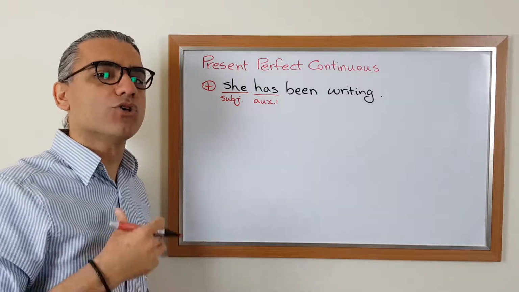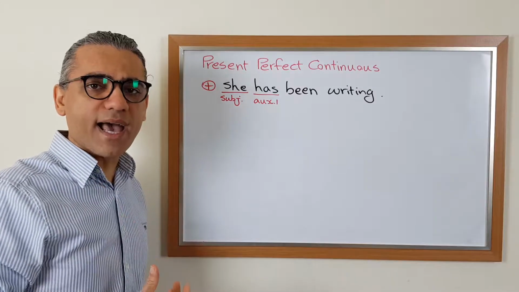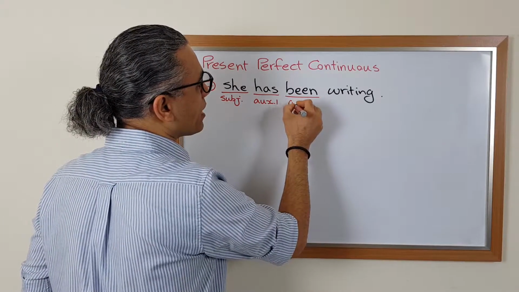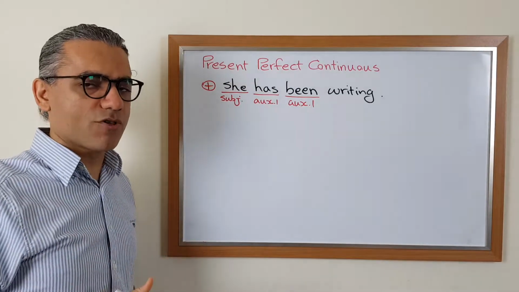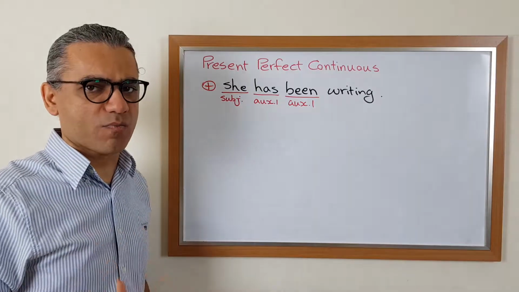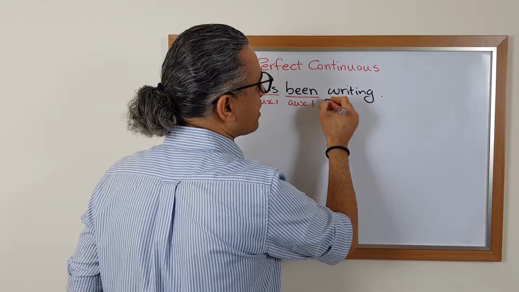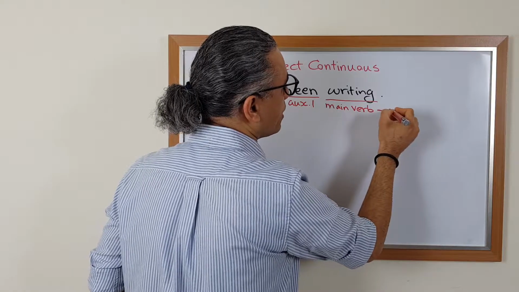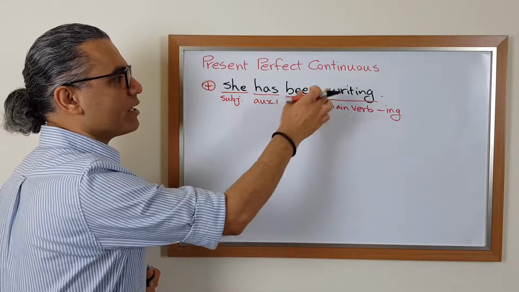I have, you have, she has, he has, it has, we have, you have, they have. And the next auxiliary verb is been. The thing is, this been never changes. So, I have been, you have been, she has been, he has been. The been is always the same. And in the end, we have the main verb in ing form. So, she has been writing.